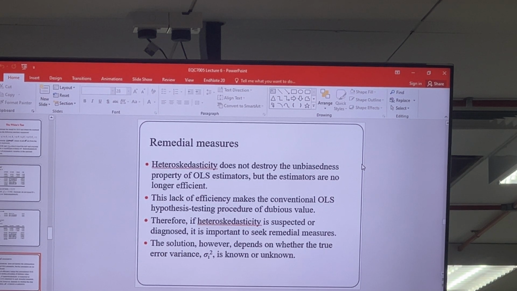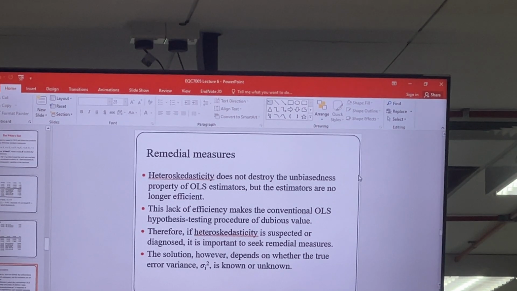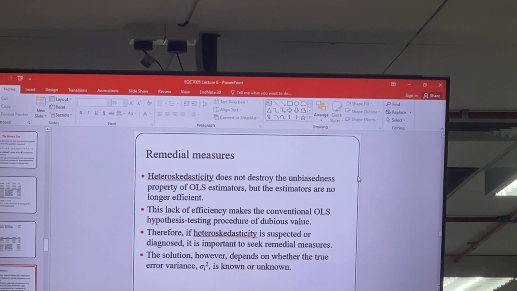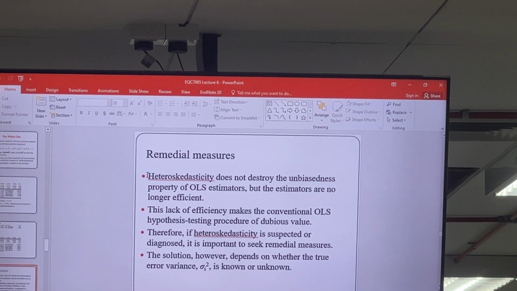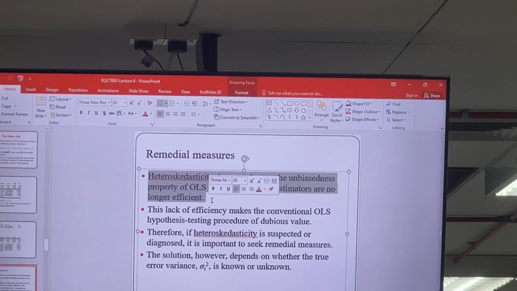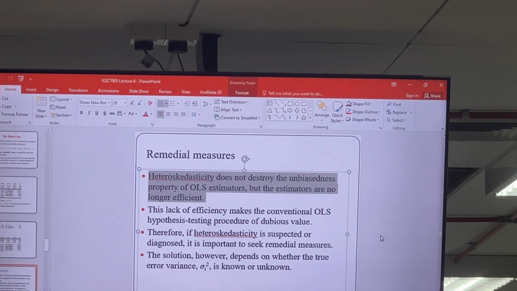So heteroscedasticity does not destroy the unbiasedness property of the ordinary least squares method, but the method is no longer efficient, as mentioned before. In terms of the estimate, the average of all possible estimates is still the same as the true value, but the estimator is no longer efficient, meaning it no longer has the smallest variance. So this lack of accuracy reduces the value of the conventional ordinary least squares hypothesis testing procedure.